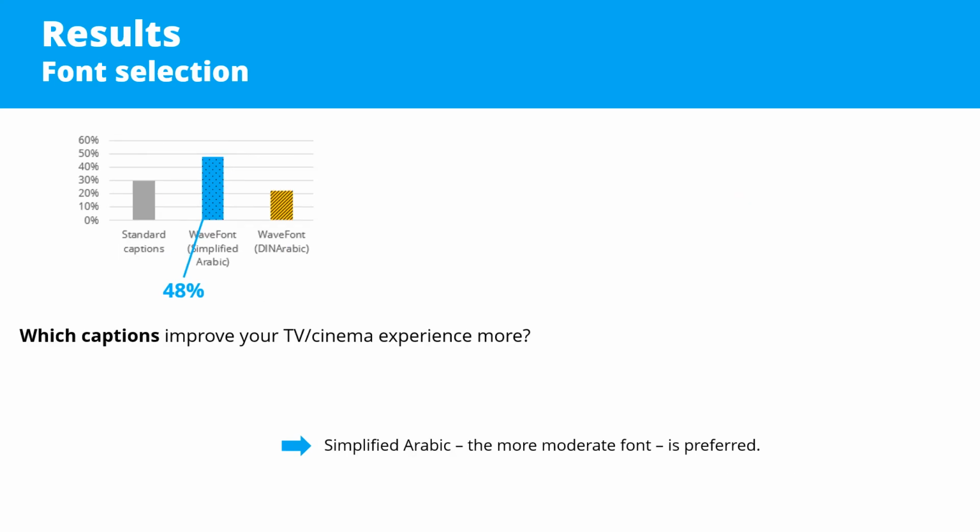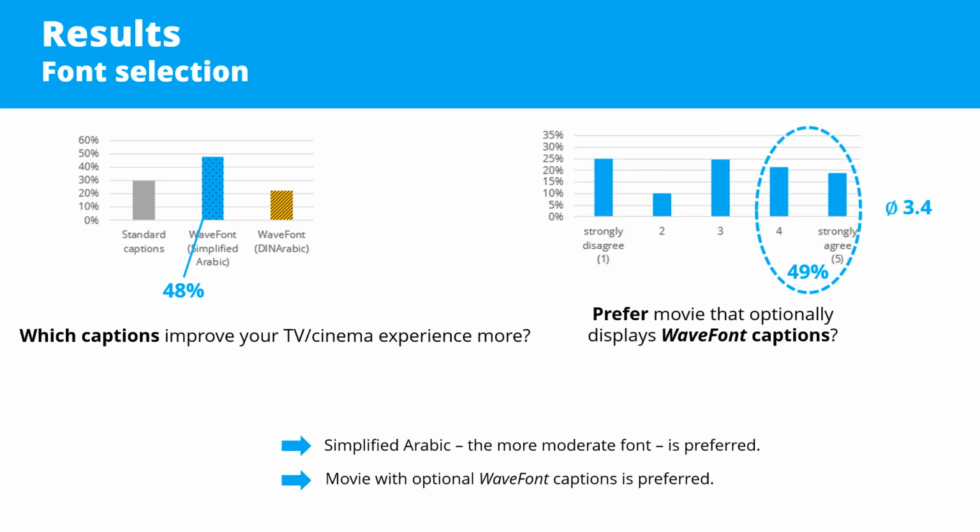When asked which captions improve the watching experience more, WaveFont with Simplified Arabic won significantly with 48%, while DIN Arabic was even slightly beaten by standard captions. The figure on the right shows that 49% in total would prefer a movie where you can turn on WaveFont captions. This question was rated with an average score of 3.4.